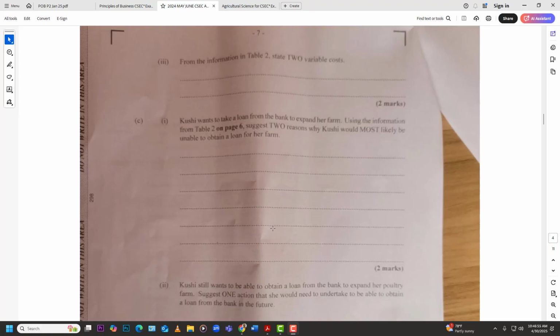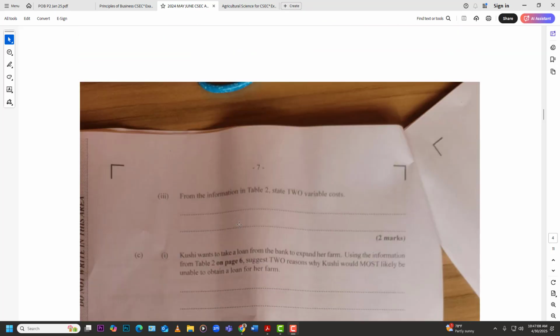Okay, Kushi wants to take a loan from the bank to expand her farm, using the information from table 2. So there are 2 reasons why Kushi would most likely be unable to obtain a loan from the bank. So let's look and see.